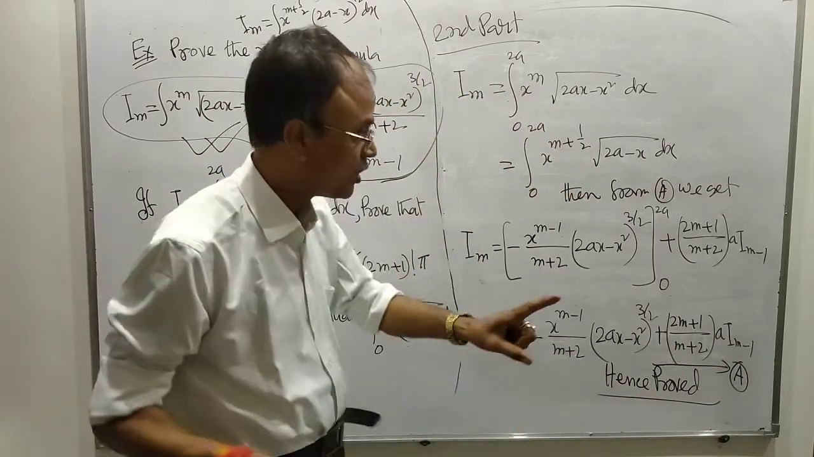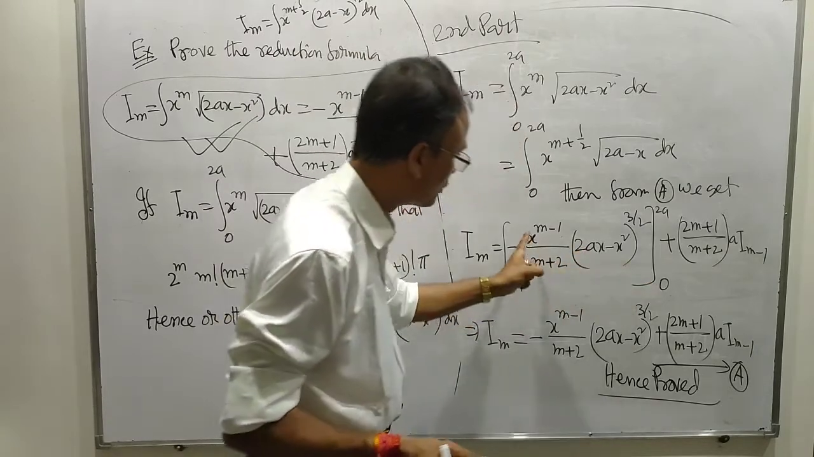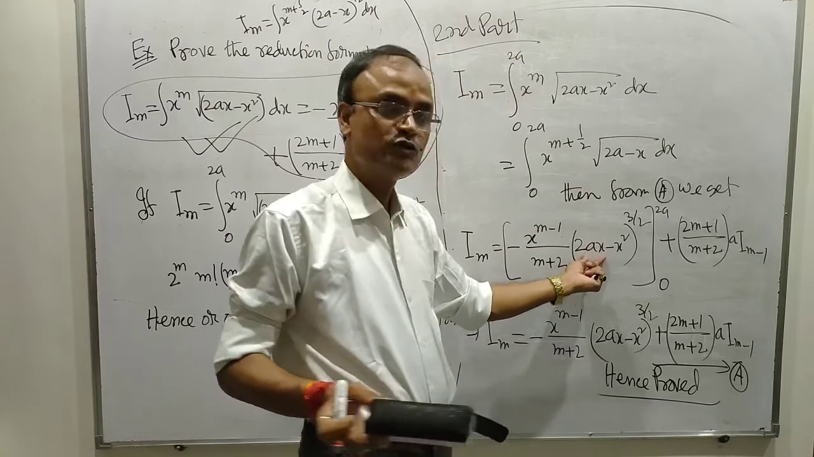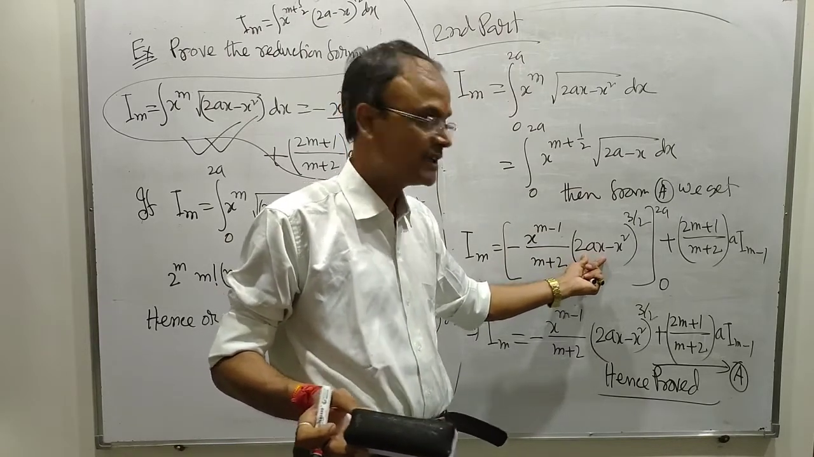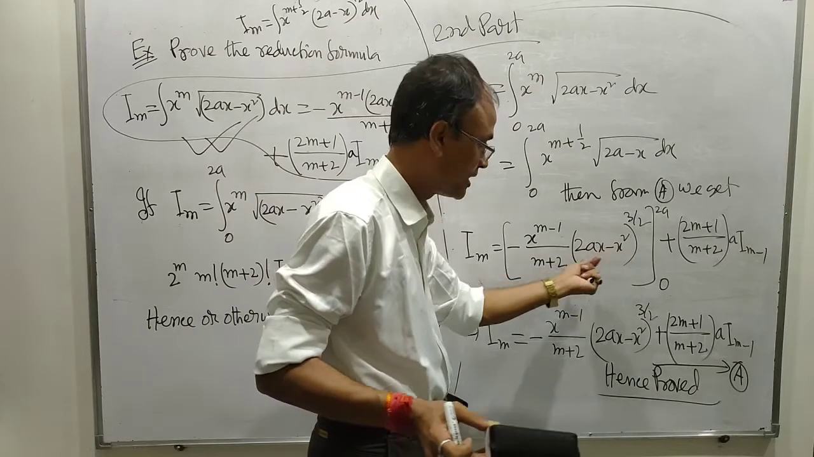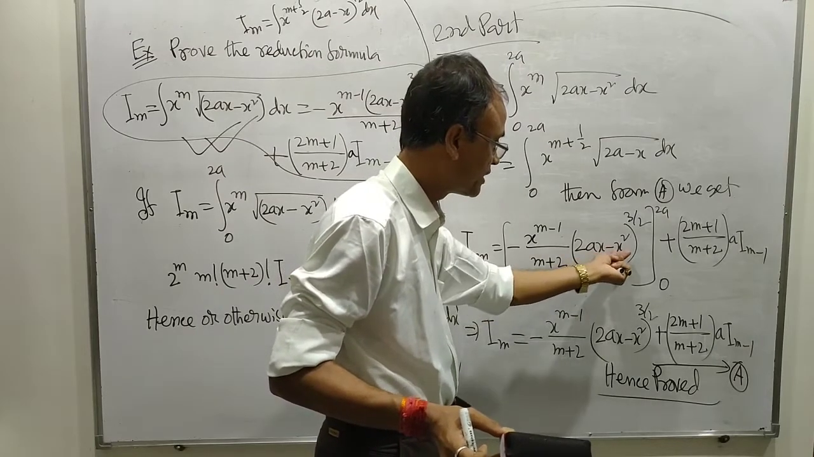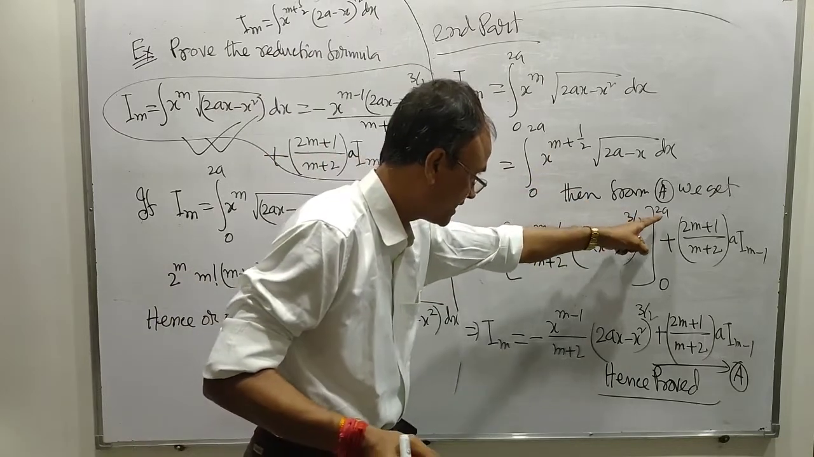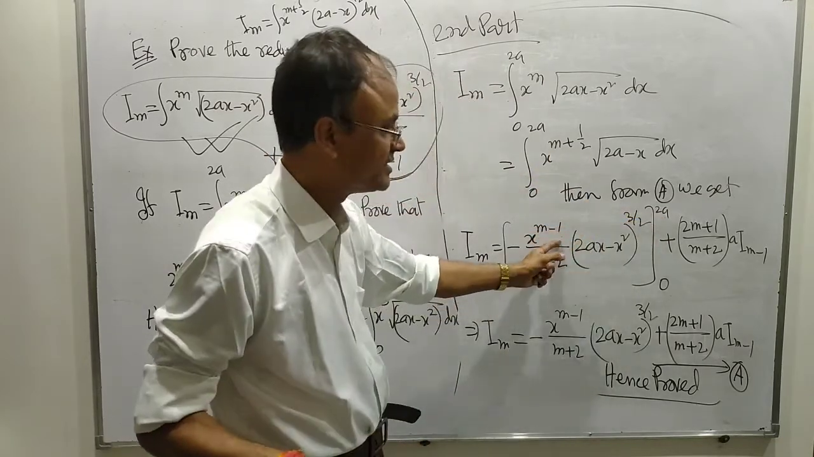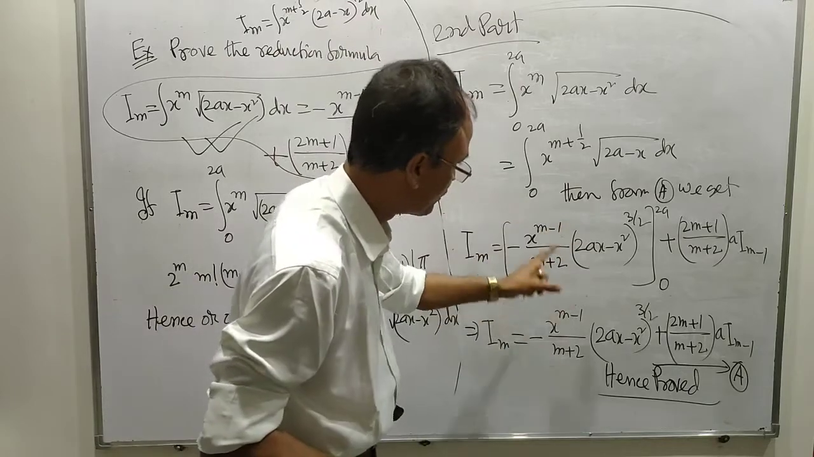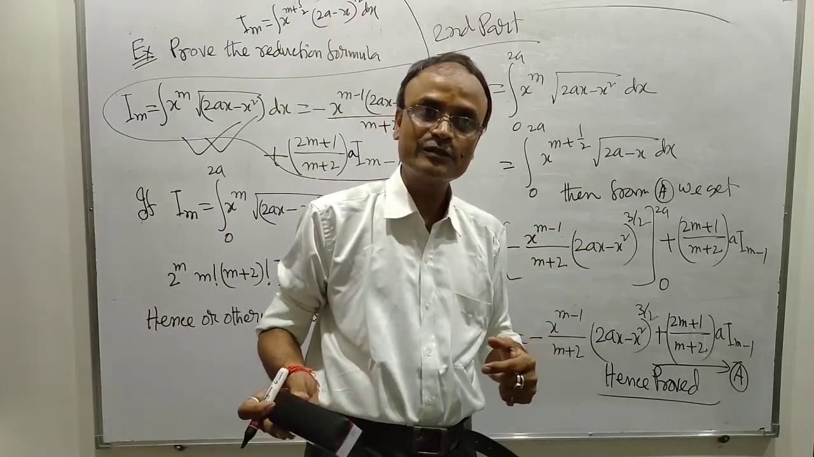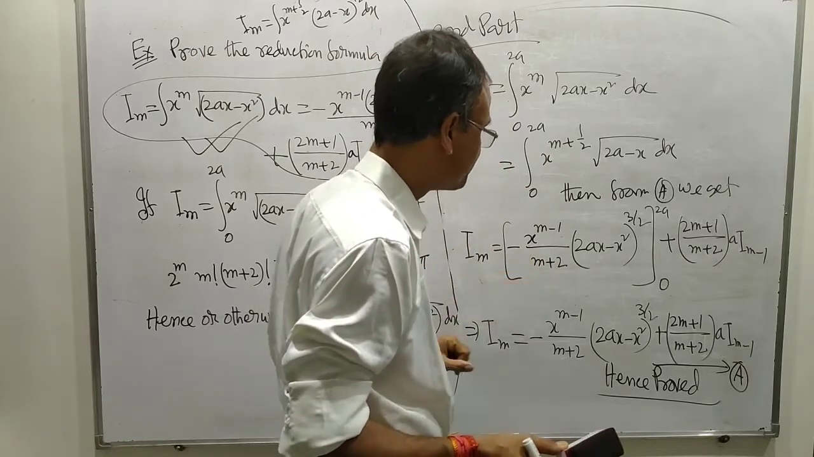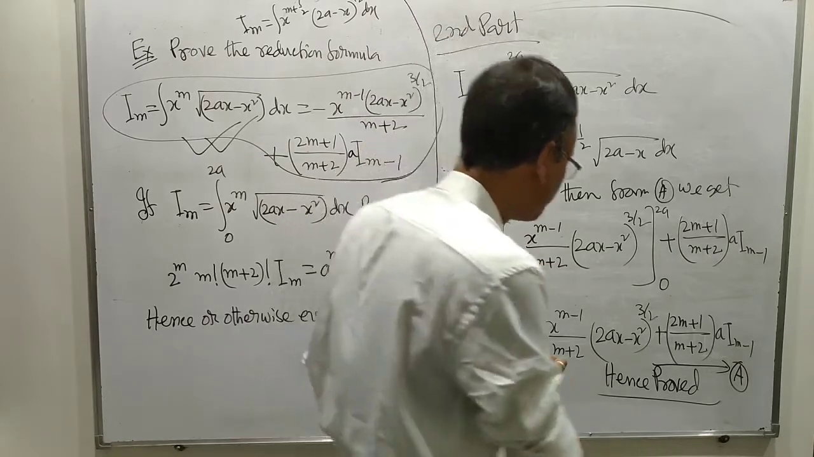Right? Now, if you put x is equal to 0, this term will be 0. If you put x is equal to 2a, it will be 2a into 2a, 4a squared, minus (2a) whole squared, 4a squared. 4a squared minus 4a squared is 0. So if you put x is equal to 2a, this term will be 0. If you put x is equal to 0, then also it will be 0. Therefore, no contribution from this term.